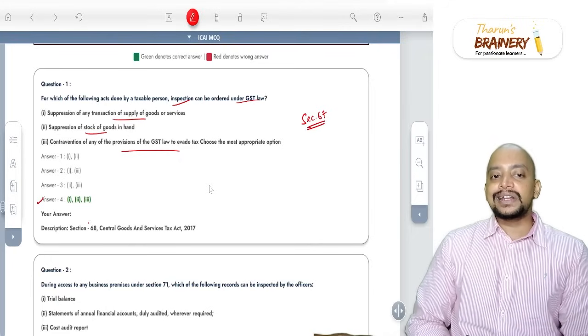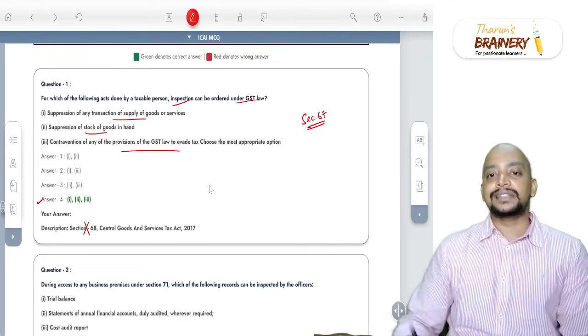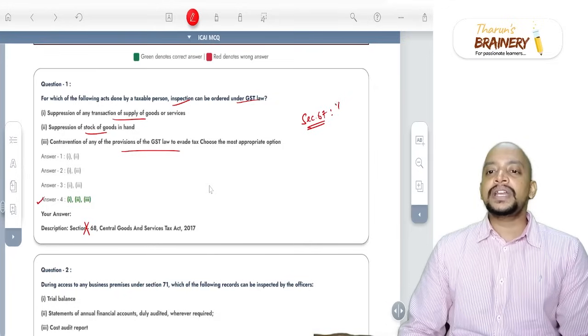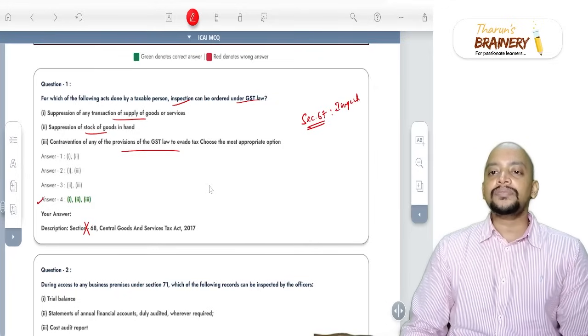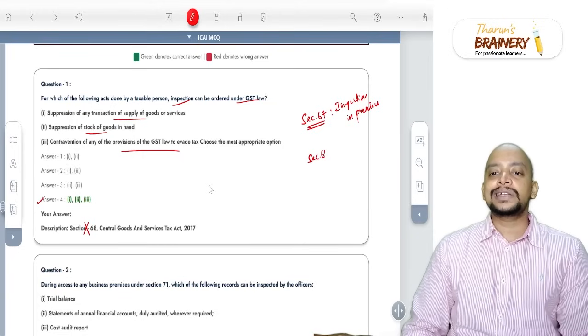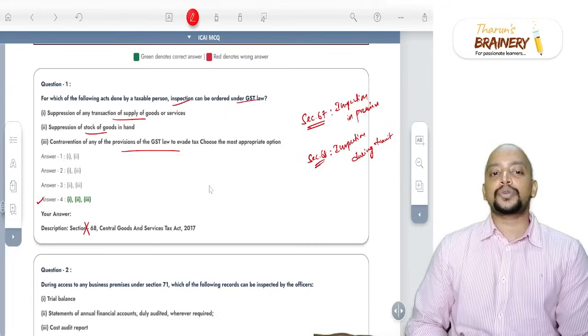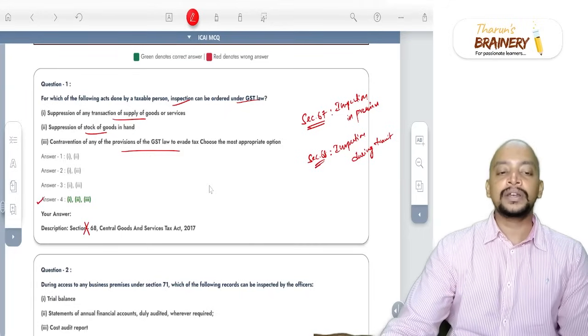But actually 68 is wrong here, because 68 is only inspection during the transit. Section 67 is inspection in premises, whereas section 68 is inspection during transit. So therefore, section 68 is not correct. Section 67 should be the reference that they should have given.